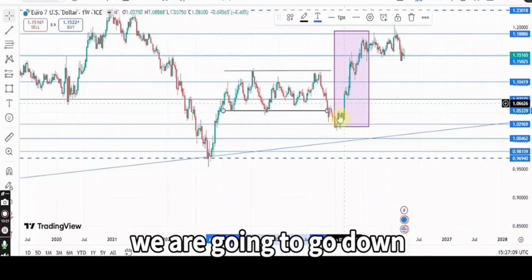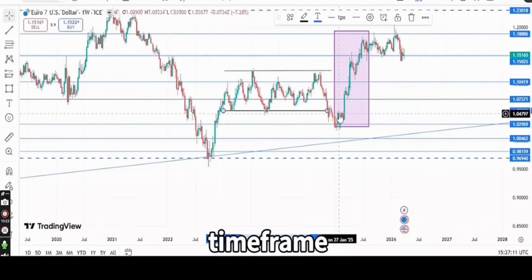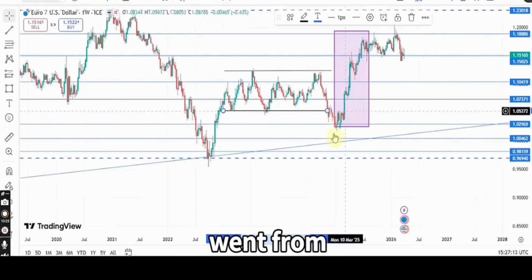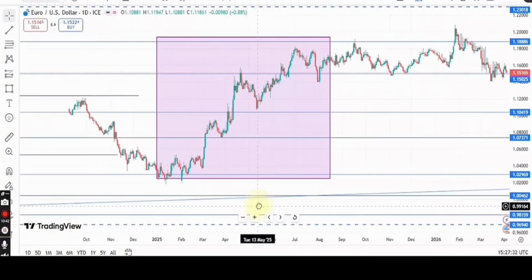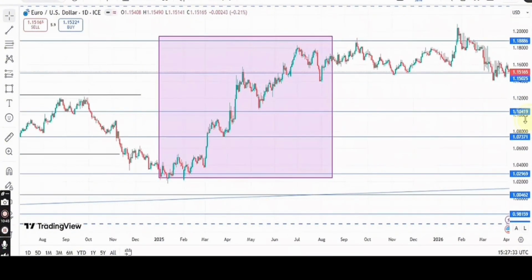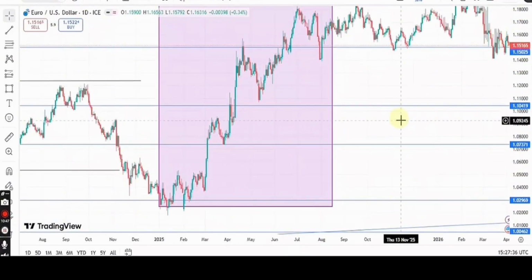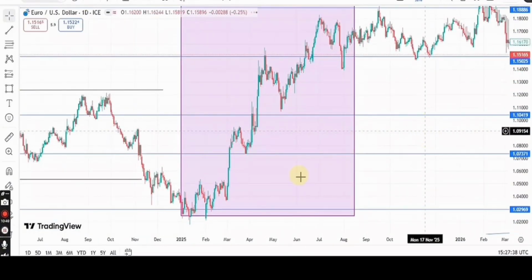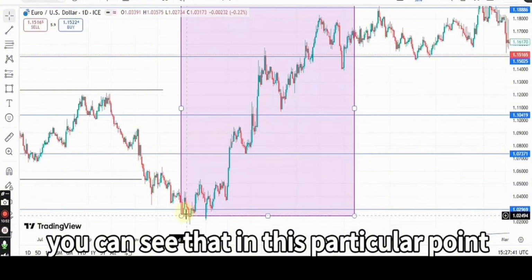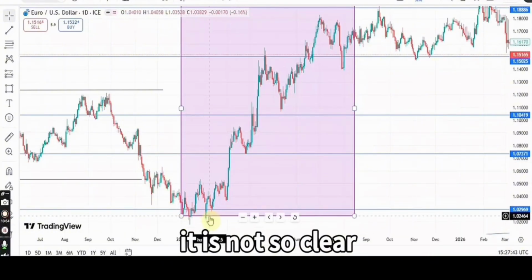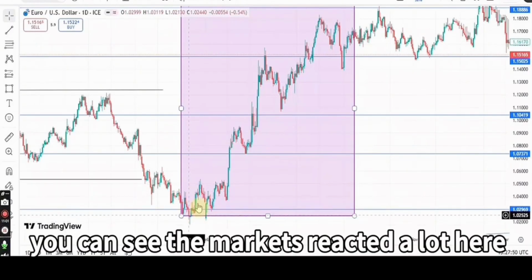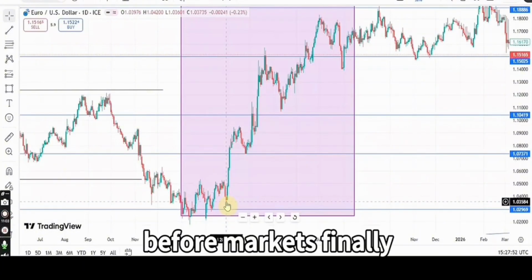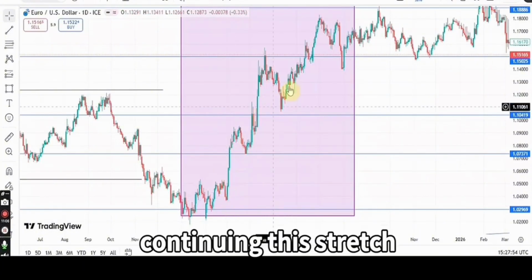So we're going to go down to daily time frame to see what actually went on here. I'm going down to daily time frame. You can see that in this particular point it is not so clear, but we are going to go down to 4 hours time frame to confirm what actually went on here. Okay, you can see that the market reacted a lot here before the market finally continued in this trend.